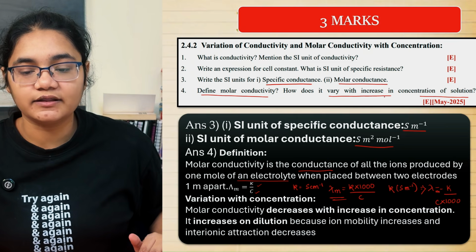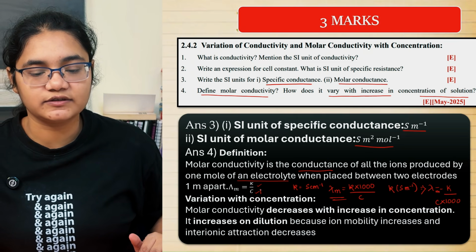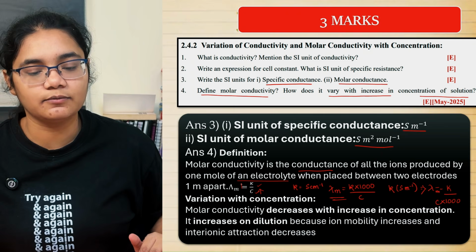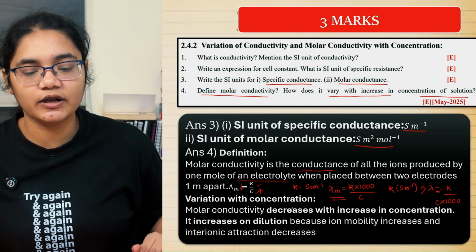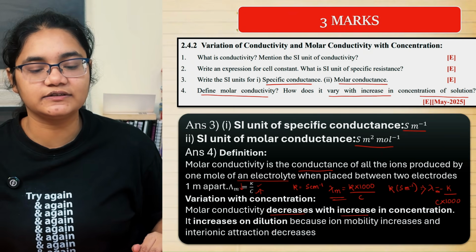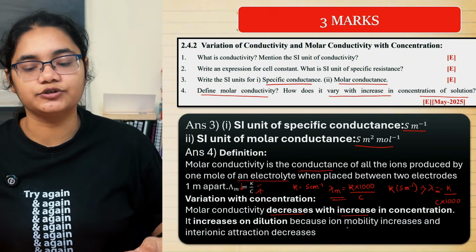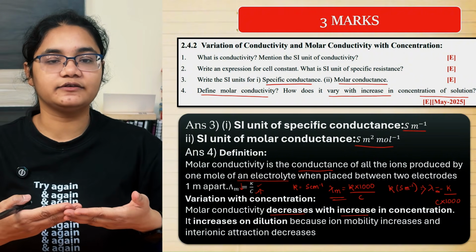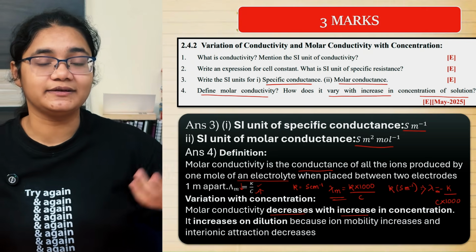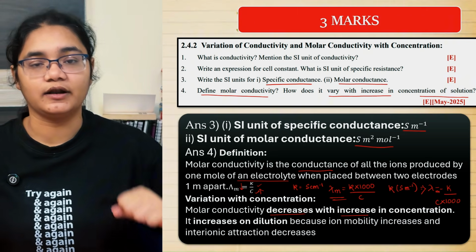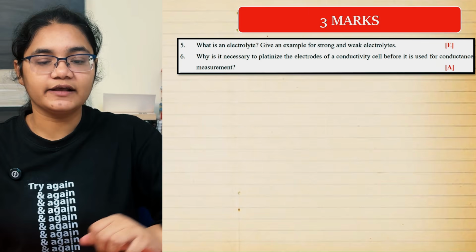Next, how does it vary with the increase in concentration? So if you see, if concentration will increase, it is inversely proportional, molar conductivity will decrease. So molar conductivity decreases with the increase in concentration. It increases on dilution. Okay, if you increase the dilution, means decrease the concentration, then molar conductivity will increase.